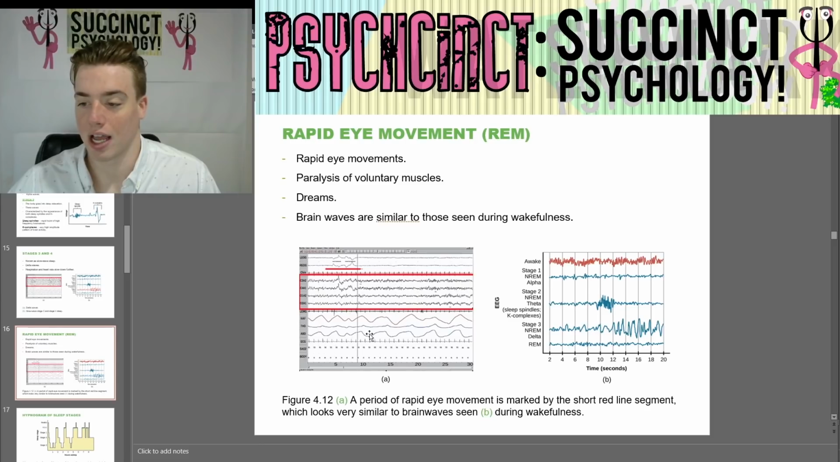So here, in figure A, a period of rapid eye movement is marked by the short red line segment, which looks very similar to the brainwave seen in figure B during wakefulness. So you can see here are the REM brainwaves, and when you're awake, here are the brainwaves there. If you look closely, you can see how similar the two are to each other, compared to stage 1, stage 2, stage 3, and 4 brainwaves, which look very dissimilar to the awake ones.